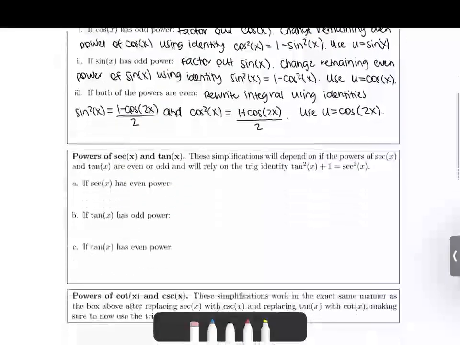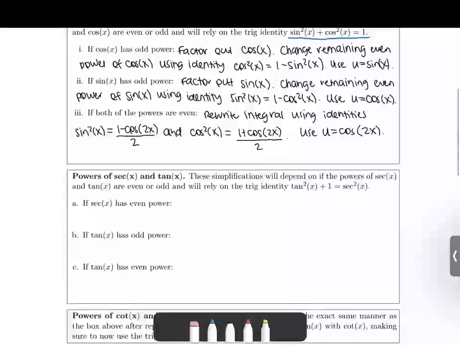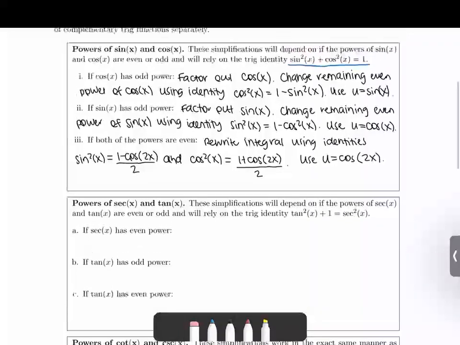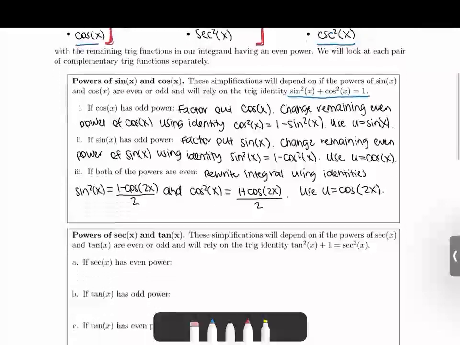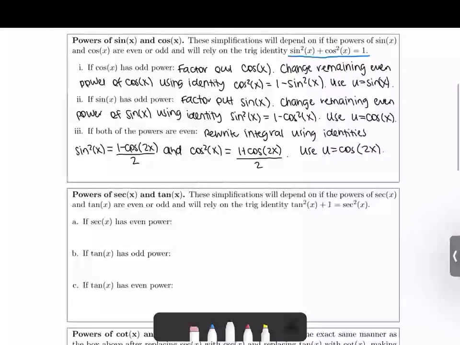So let's go through that. If we have our power of secant being even, remember that we're trying to factor out a secant tangent or a secant squared. So if our power of secant is even, then we can factor out that secant squared.